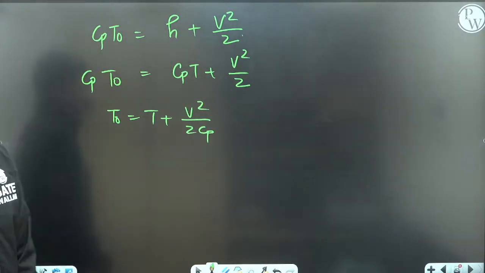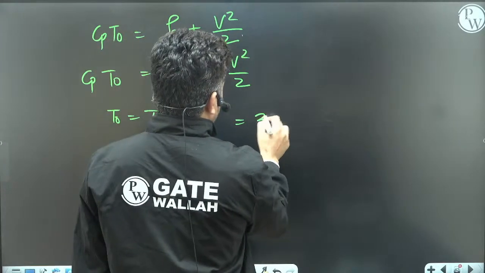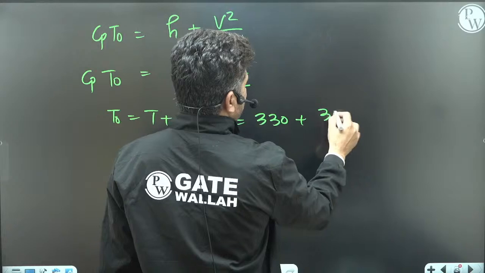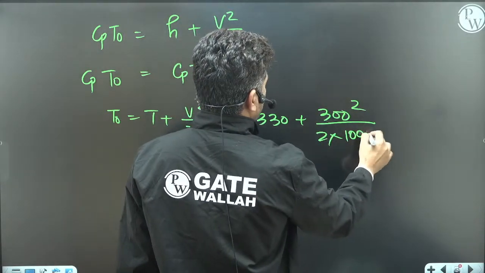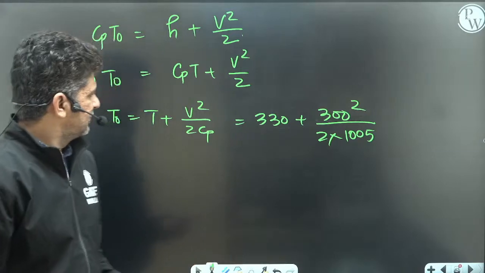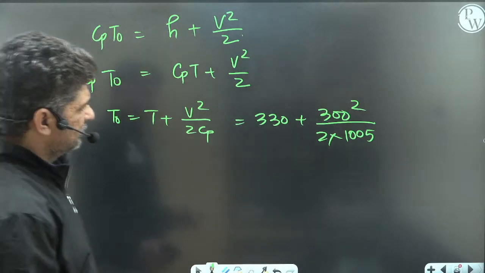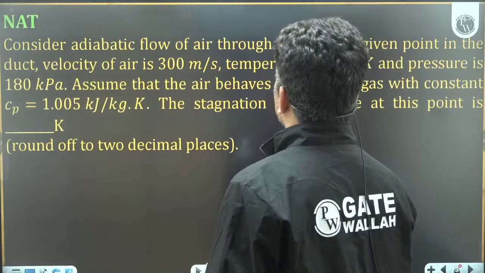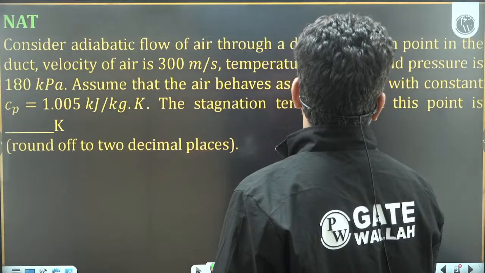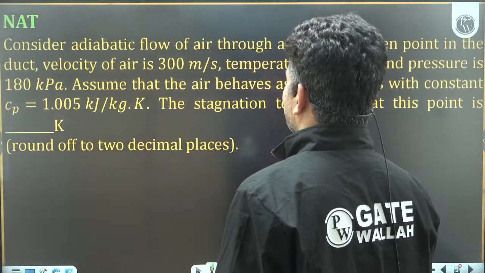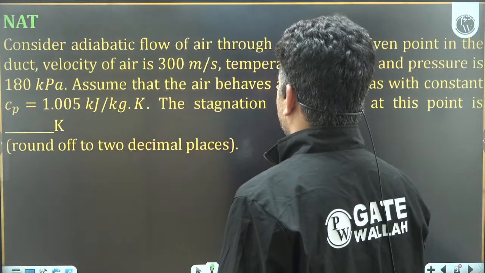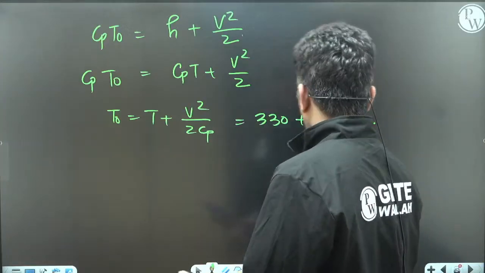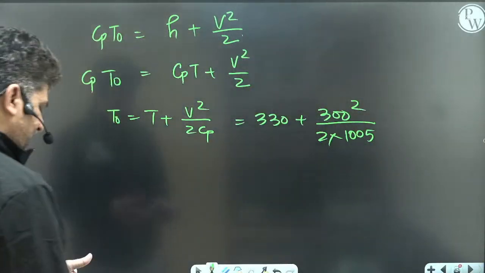So T naught is 330 plus 300 square divided by 2 into 1005. This is what is given, no? 300 meter per second, temperature is 330 K, and the pressure is, consider adiabatic flow. Okay. So what will be the answer?